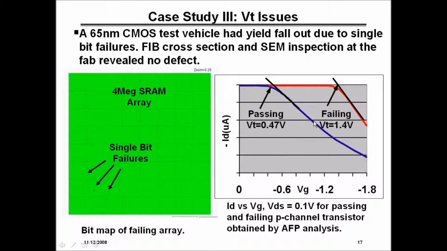Looking at the first one, I actually saw a significant delta between a passing P-channel transistor and a failing P-channel transistor. Nominal voltage typically is 1 volt for this technology, and I had to increase the voltage up to 1.8 volts to actually see where the VT occurred.